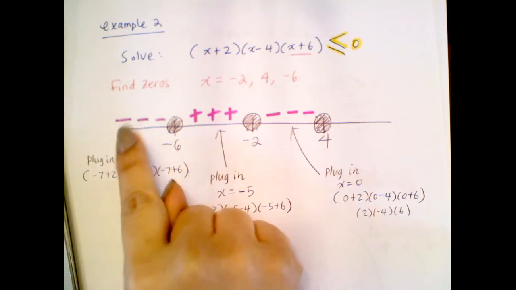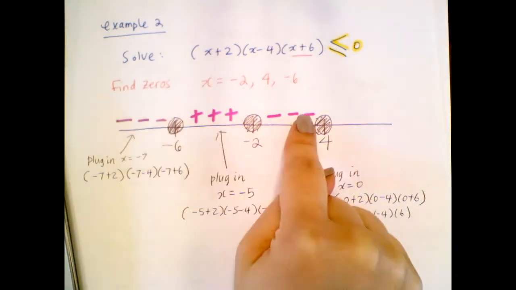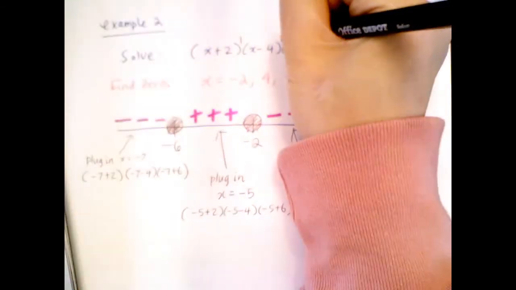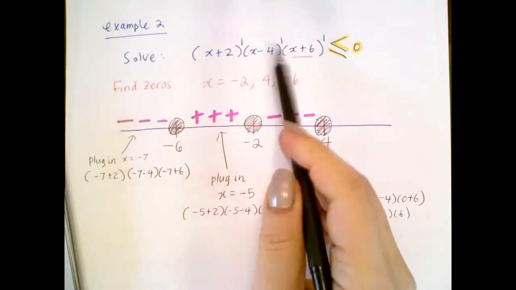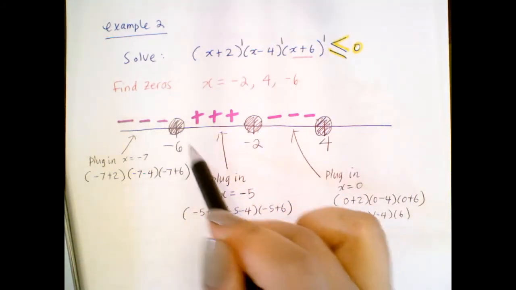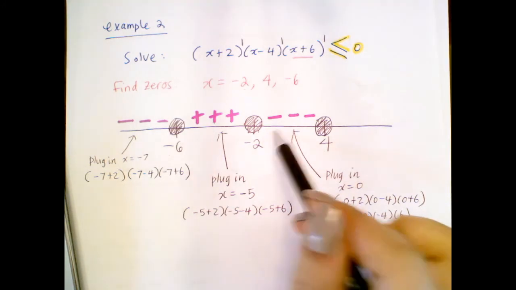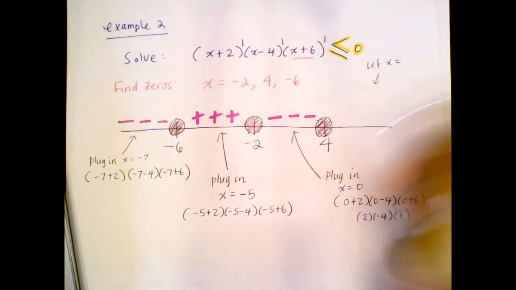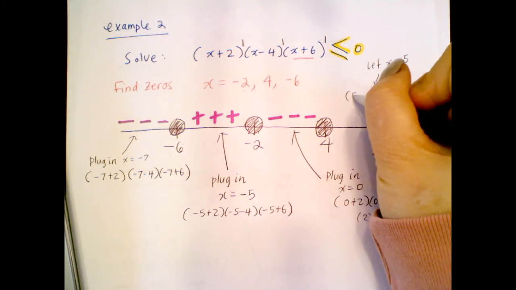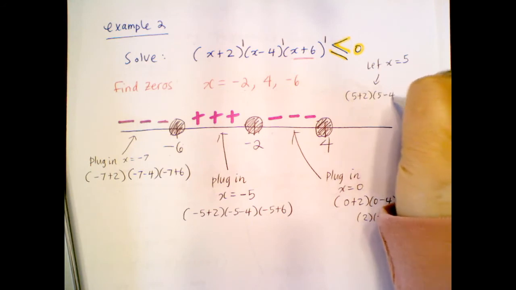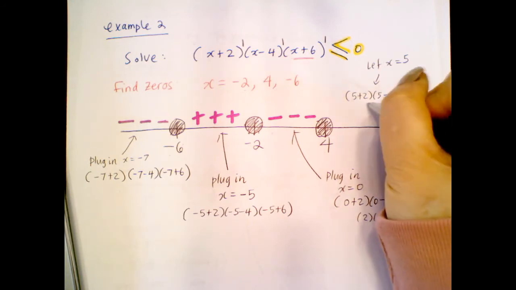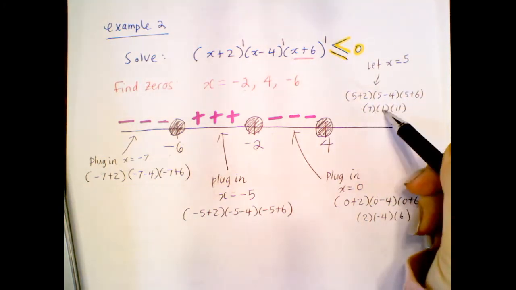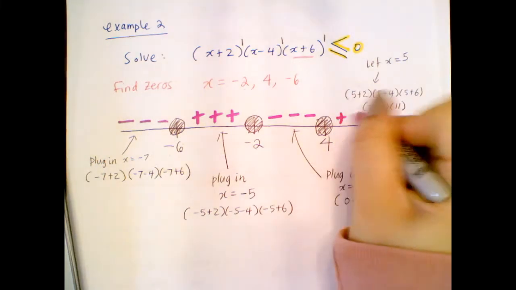You see though, it's crossing negative to positive, positive to negative, and I'm expecting the last one to be positive with odd multiplicities, right? Because the multiplicity is odd, we know the graph will cross to the other side at these x-intercepts. But why not? Let's test another one. Let x equals, give me a number that's bigger than 4. Okay, 5. 5 plus 2, 5 minus 4, and 5 plus 6. That will be 7 times 1 times 11. And you can see if you multiply positive numbers together, you will get a positive number back.